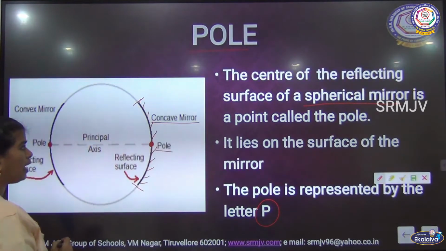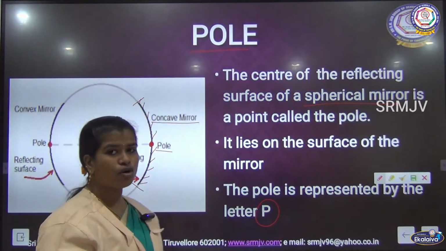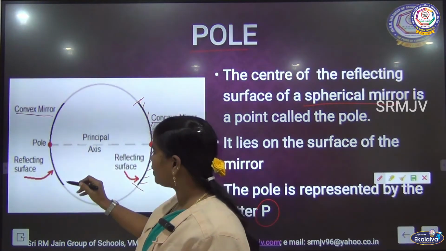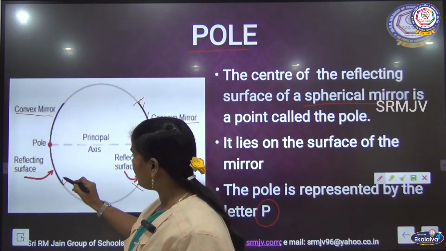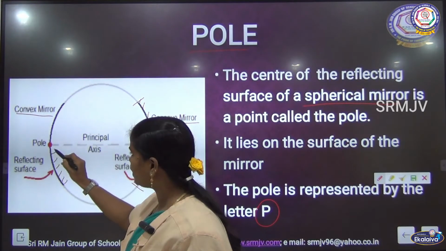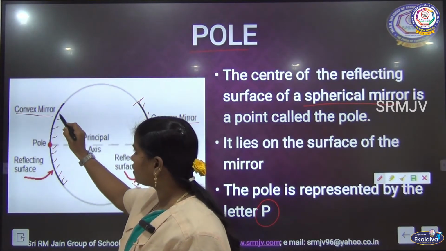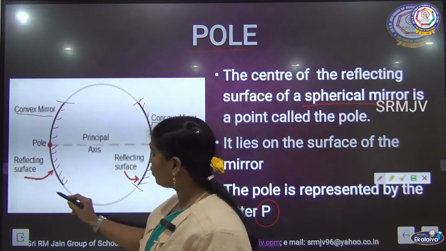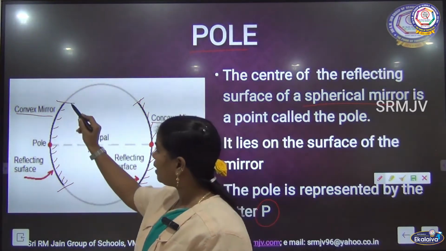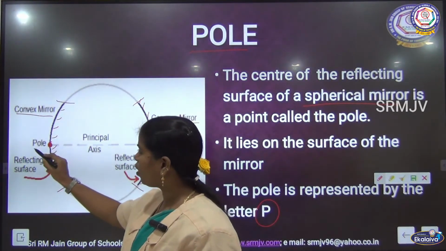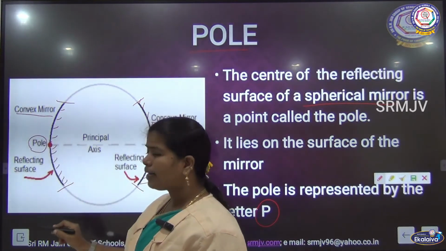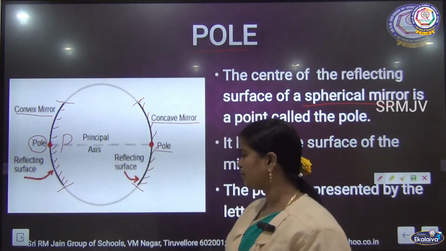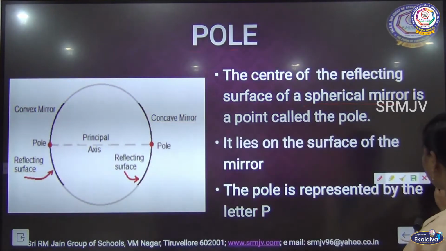In the case of a convex mirror, the inner part is the non-reflecting surface and the outer part is the reflecting surface. This part we consider as the mirror, and the center of the mirror is called the pole, denoted with the capital letter P. Now we will move on to the next term.